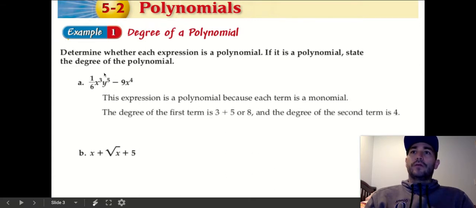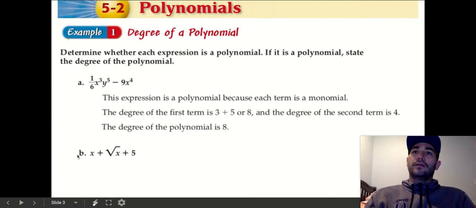So the degree would be, well, let's first identify the terms here. The first term has a degree of 8 because 3 plus 5 is 8. And the degree of the second term is 4. So that means the highest degree is 8, which means the degree of the polynomial is 8. Degree of 8, degree of 4, you take the highest one, which is 8.